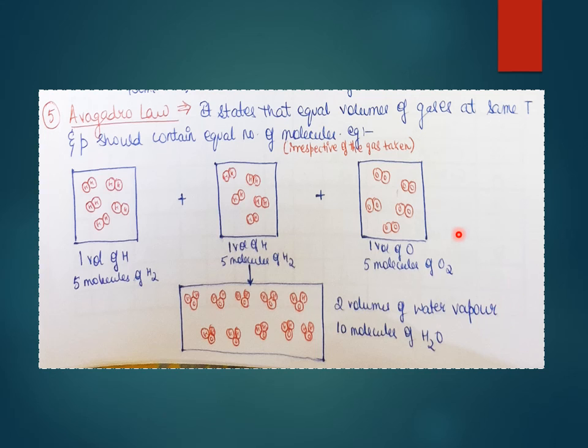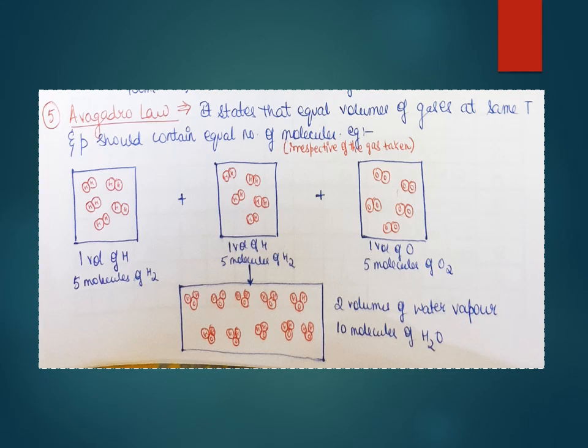Now one volume of the gas contained 5 molecules of the gas, right? In all the 3 cases. Since the volumes are equal, the number of molecules will be equal according to Avogadro's law. Thus, when one volume of each gas contained 5 molecules of the gas, on the product side the volume has been doubled, which is 2 volumes of water vapor were produced. So the number of molecules will also get doubled. From 5 it will become 10. So 10 molecules of water, H2O, will be produced on the product side.